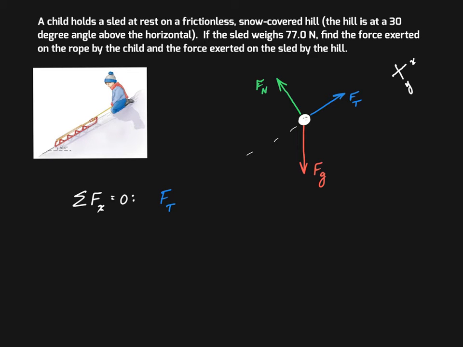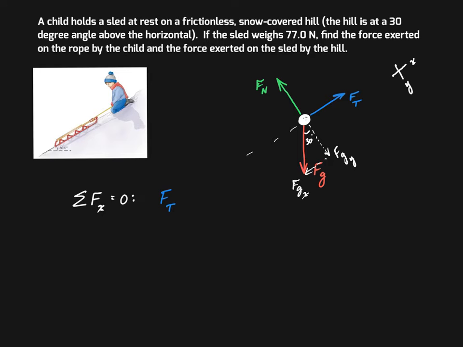And now notice that we actually have to split our force due to gravity up into its X and Y components. So we're going to have here FGY, and then we're going to have FGX. And this angle right here is the same angle of our hill, which is going to be 30 degrees.